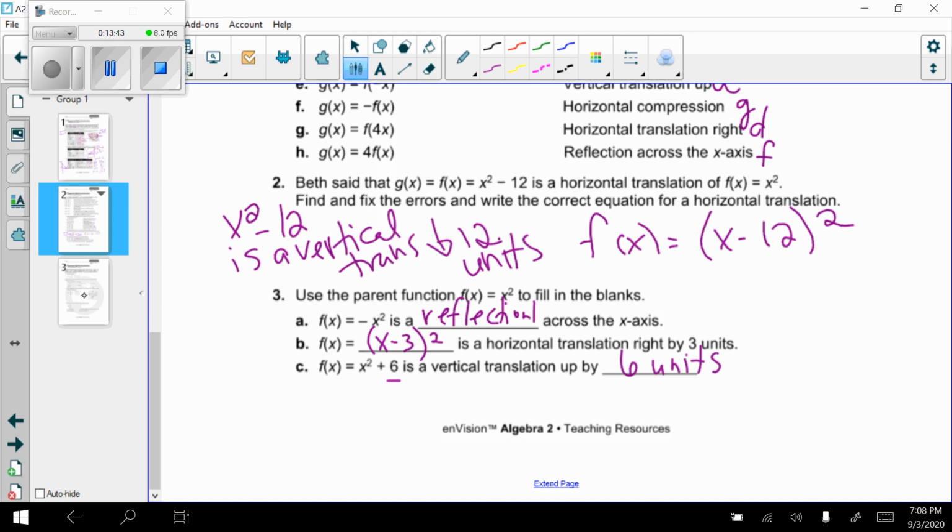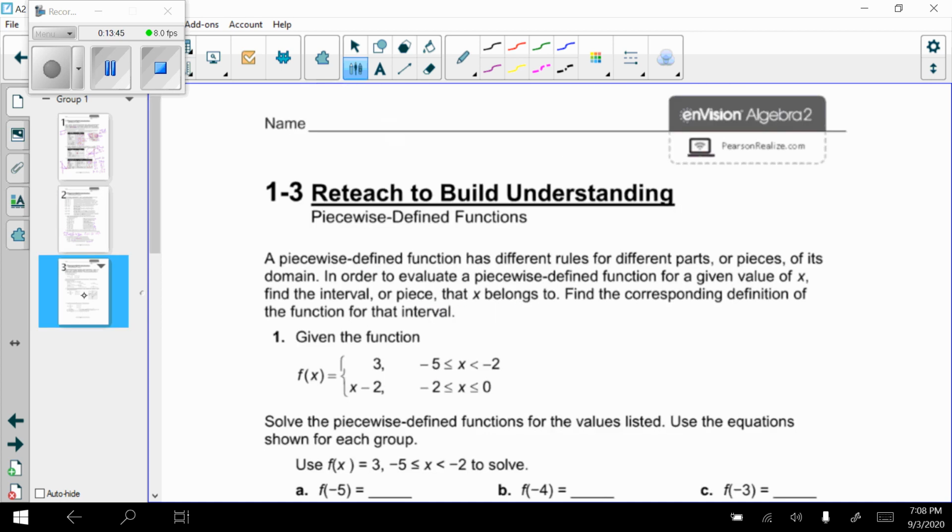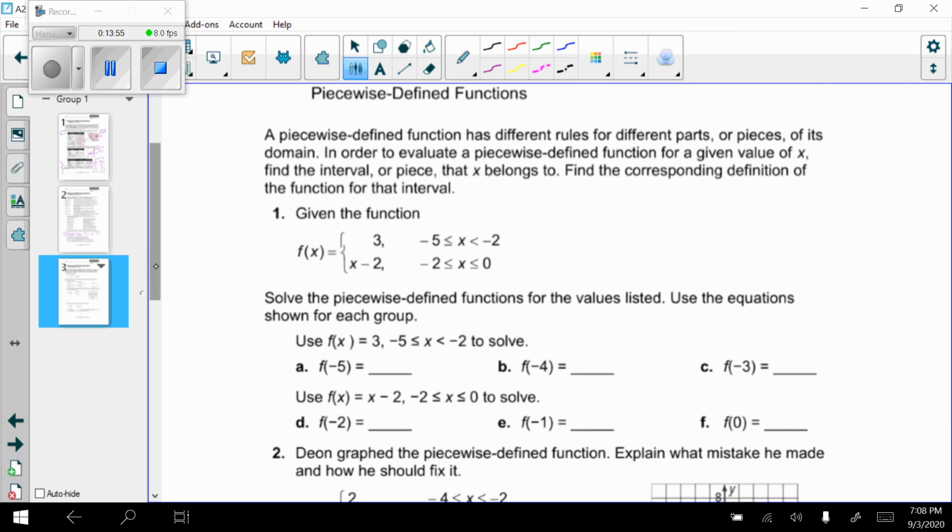All right, let's look at the last section that we have covered so far, 1.3, the piecewise defined. And just recall that the piecewise has different rules for different parts or pieces of its domain. In order to evaluate a piecewise function for a given value, find the interval or piece that x belongs to. Find the corresponding definition of the function for that interval.